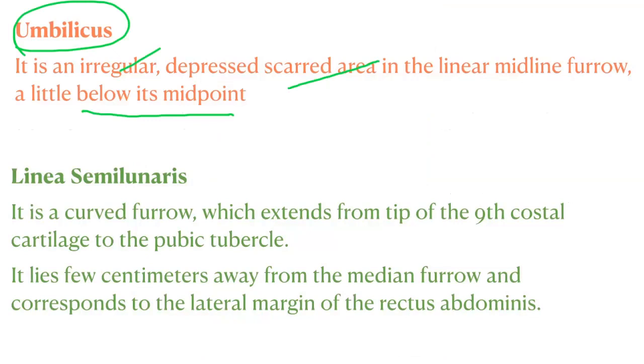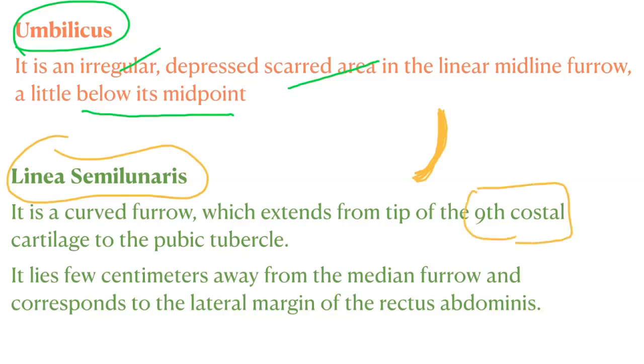Right? Coming to another soft tissue landmark, that is the linea semilunaris. Semilunar means, luna means moon, semiluna means half moon. Right? It is a curved furrow which extends from the tip of the ninth costal cartilage to the pubic tubercle. It lies a few centimeters away from the median furrow and corresponds to the lateral margin of the rectus abdominis.